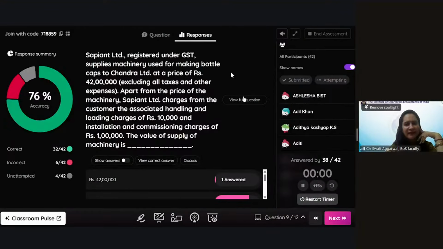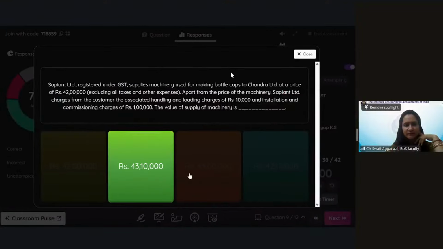So in this case, the correct answer is rupees 43 lakh 10,000. Why is 43 lakh 10,000 the correct answer? Because in this case, the handling and loading charges, installation and commissioning charges, are in the nature of incidental expenses, and incidental expenses are includable in the value of supply. Because these are the expenses which are incurred by the supplier or anything else done by the supplier in relation to the supply at the time of or before delivery of goods, they should be added to the value of supply.